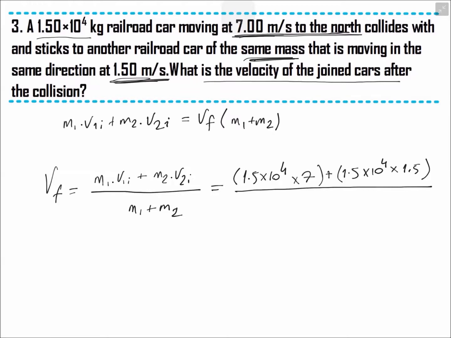They have the same mass, so we can make the denominator 2 times 1.5 times 10 to 4 directly. So v final will be 4.25 meters per second. It's positive, so to the north.